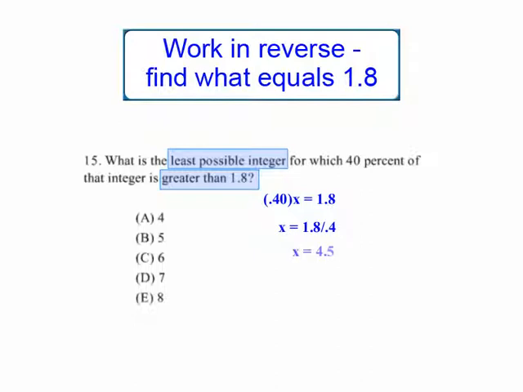So x equals 4.5. We remember that an integer is a positive or negative whole number, or 0. The least integer greater than 4.5 is 5. We can double check this. 40% of 5 is 2.